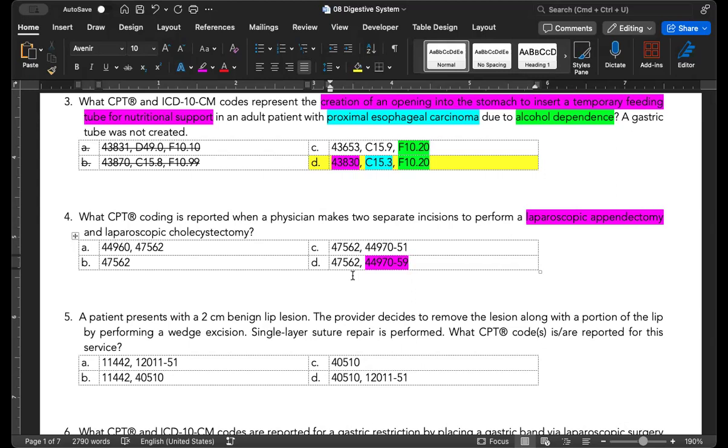I don't know why I'm having such a hard time navigating these codes tonight. 47566. My brain is struggling with this tonight for some reason.